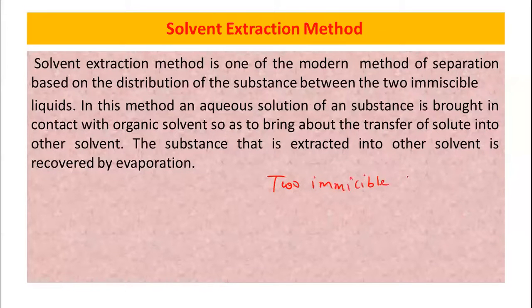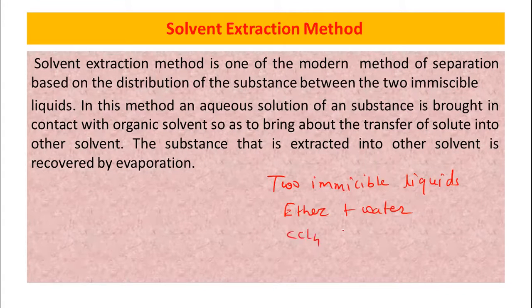Immiscible liquids means they are not soluble in each other. For example, ether is an organic solvent and water, both are totally immiscible. Or carbon tetrachloride, an organic solvent, and water, which is aqueous. Both are totally immiscible with each other. So the solvent extraction method is based on the distribution of the substance between two immiscible liquids.